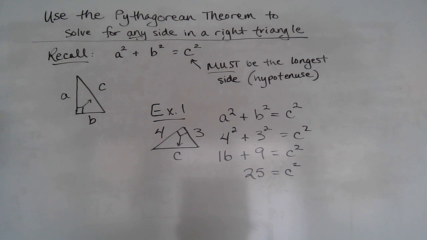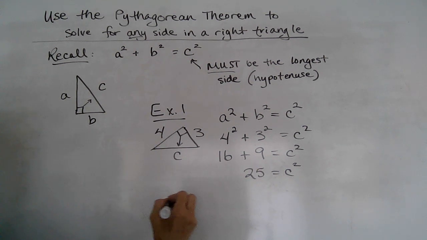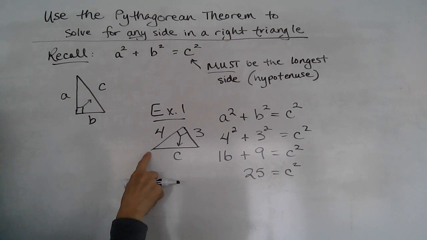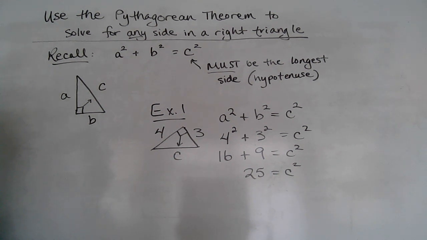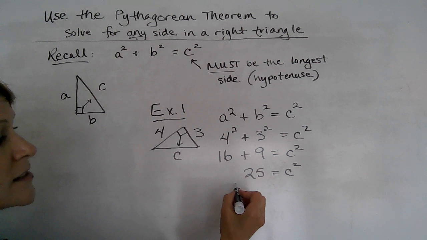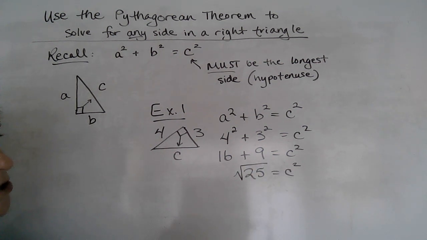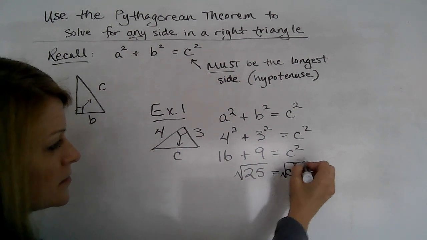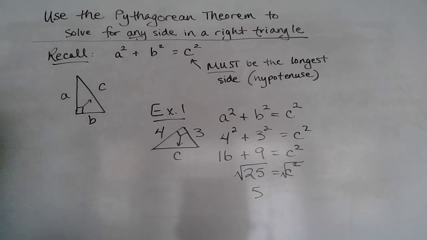We're not done, because what we have found is what c squared is. Remember, if we put that square on this side, the area of that square would be 25. But what we want to know is how long is the side of the square. And so we would need to figure out what number times itself gives us 25. And the mathematical tool for that is to take the square root. The square root tells you what number times itself gives you that value. And in this case, the square root of 25 is 5, because 5 times 5 is 25.